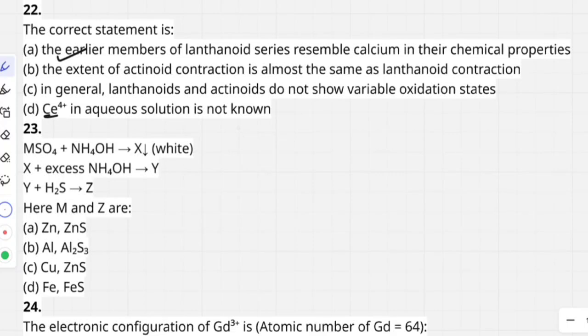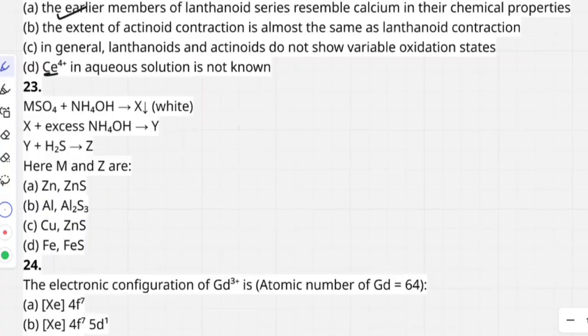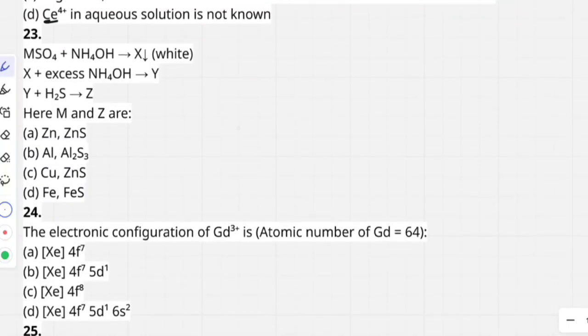Then I move to question number 23. Observe the question. A metal sulfate, on treating with ammonium hydroxide, gives a white precipitate. That white precipitate, on treating with excess ammonium hydroxide, gives Y. That Y, on dissolving in H2S, gives a precipitate Z. So what are M and Z?